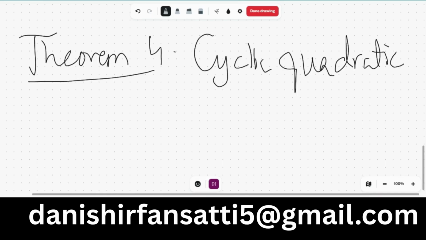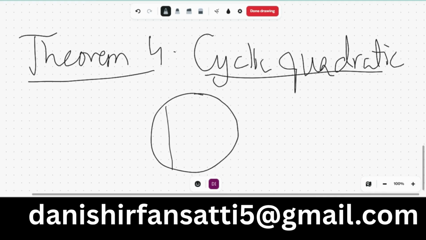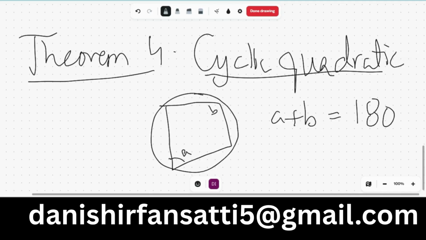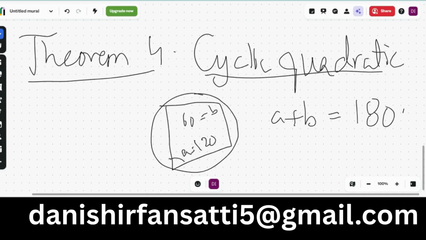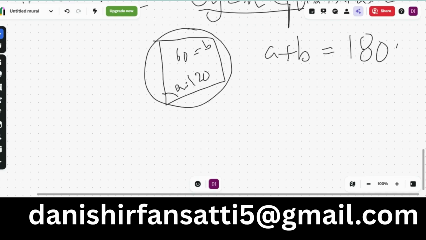In this theorem, if we have a quadrilateral inside the circle, then opposite angles A and B will always add up to 180 degrees. For example, if A is 120, then B would always be equal to 60. If you add them up, they will give you 180 degrees.